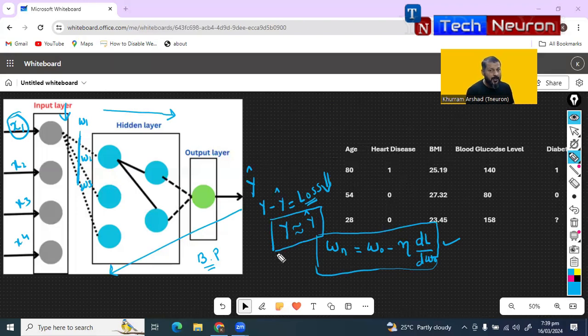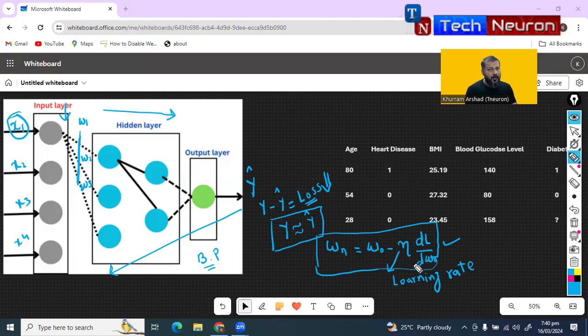In backward propagation, what kind of formula are we using? Weight new is equal to old weight minus eta. Eta is nothing but the learning rate. Then we take the derivative of loss function with respect to old weights. So this is all about backward propagation.